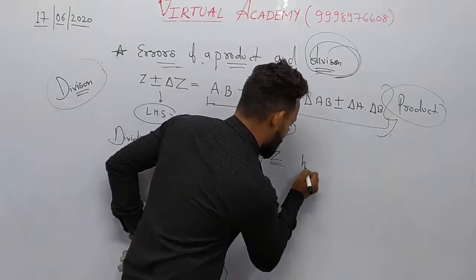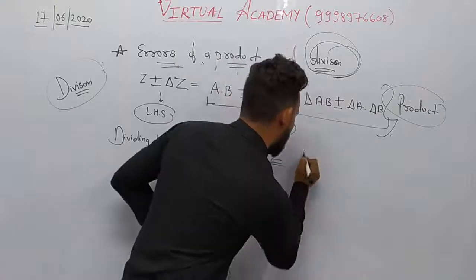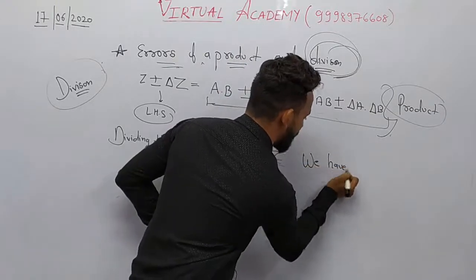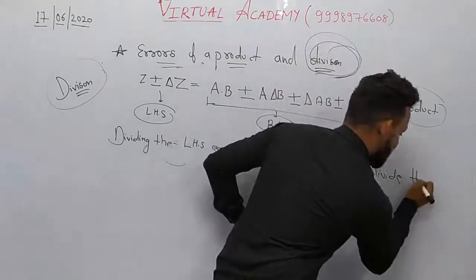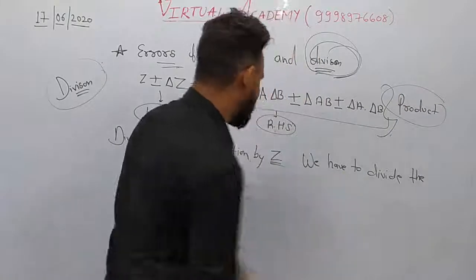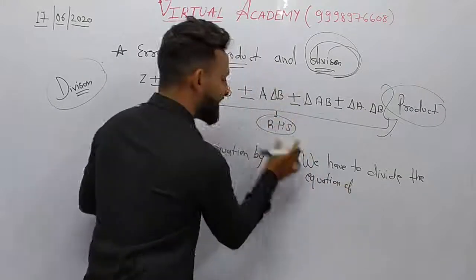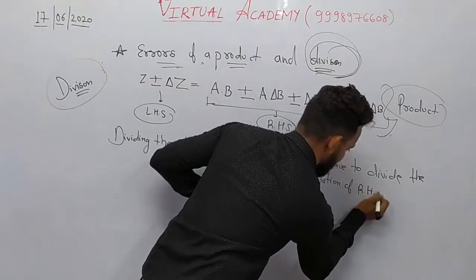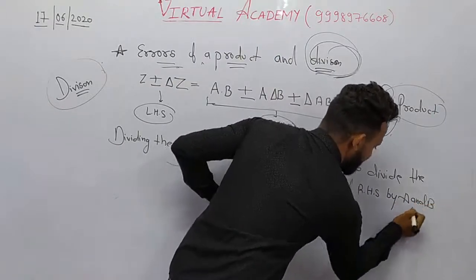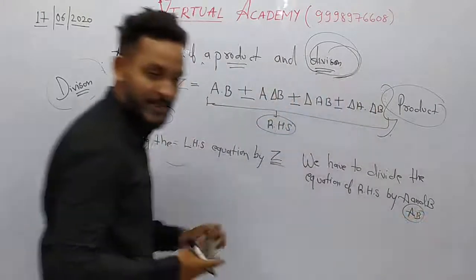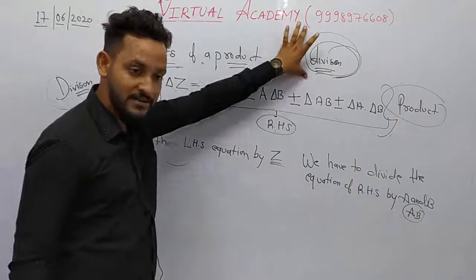We have to divide the equation of the right hand side by A and B. How? A and B, what to do? Divide. So simply what did I say? In the product rule, what do we have to convert it into? In the terms of division.